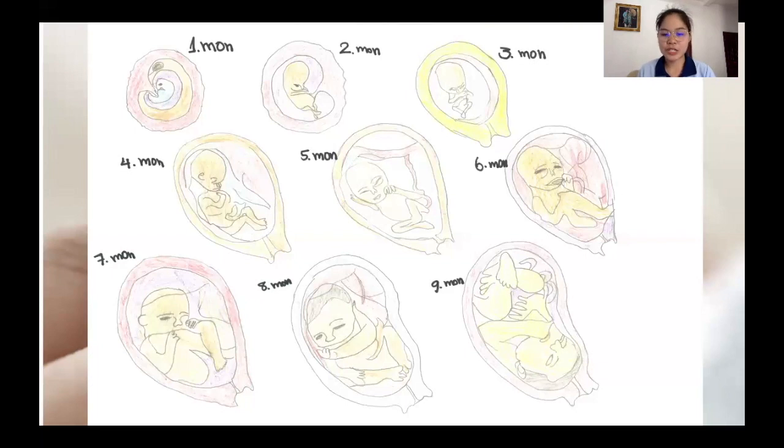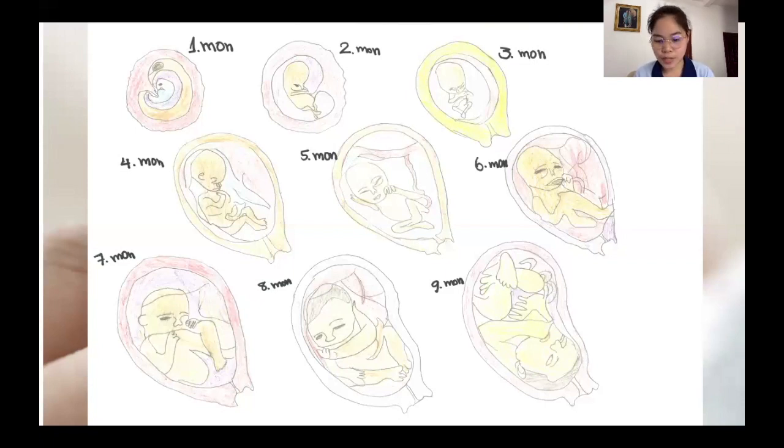The digestive tract and the sensory organs are being developed. The bones start to replace the cartilage. The head is locked in proportion to the rest of the body. And by the end of the second month, the baby is about 1 inch long, and the weight should be about 1/3 ounce.